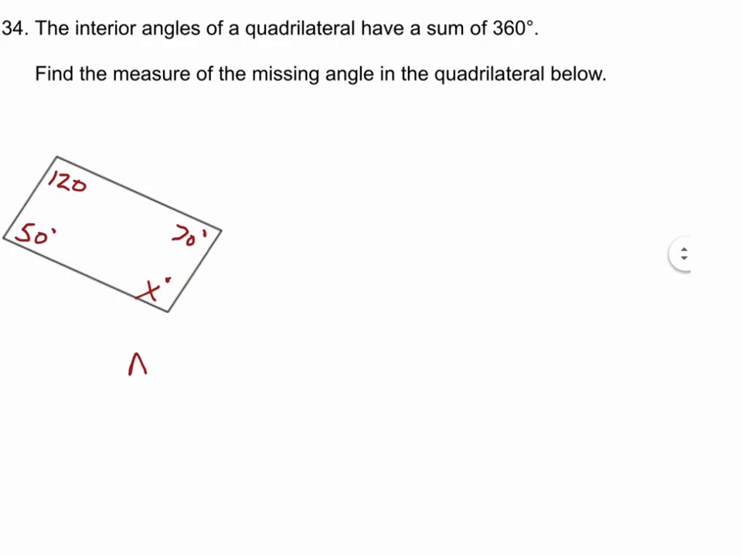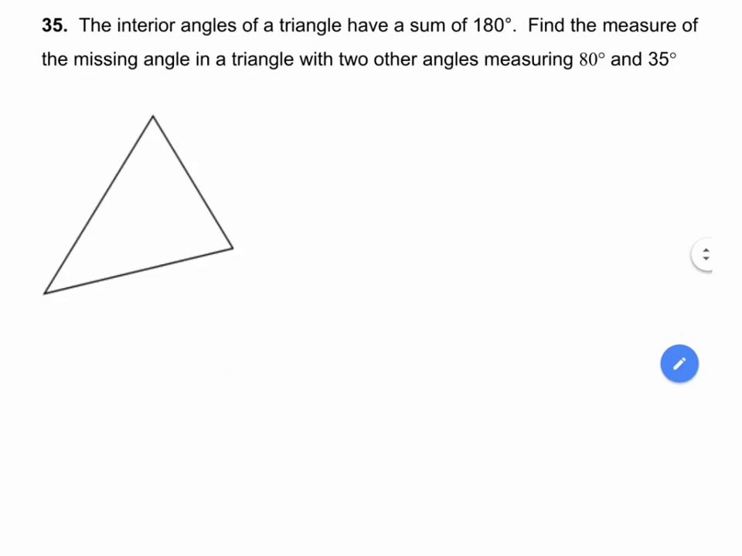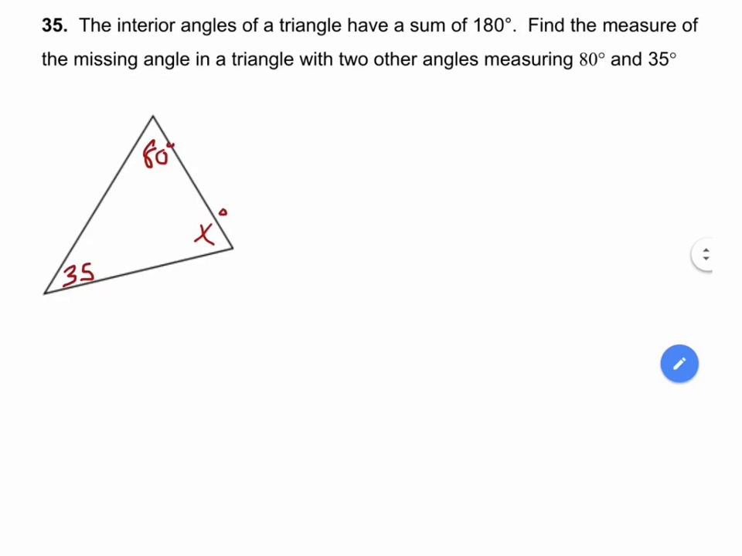They need to add to 360. The same thing here. Your angles are 35 and 8 to find, and they all add to 180. They have a sum of 180. Alright? So find the missing angle.